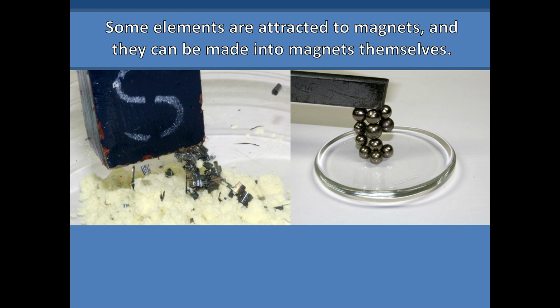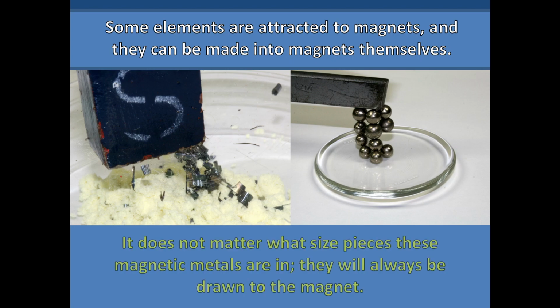So some elements are attracted to magnets and they can be made into magnets themselves. It doesn't matter what size pieces there are in the magnetic material or metal, they will always be drawn to the magnet. I got a question.